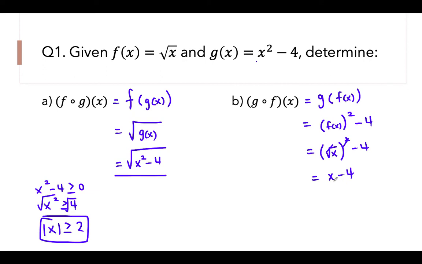Now for domain, x has to be greater than or equal to 0. Right? Because we're taking the square root, even though the result is linear, we had a square root before. So under the square root, it has to be greater than or equal to 0. Okay, so this will be my domain, and this will be my final statement.